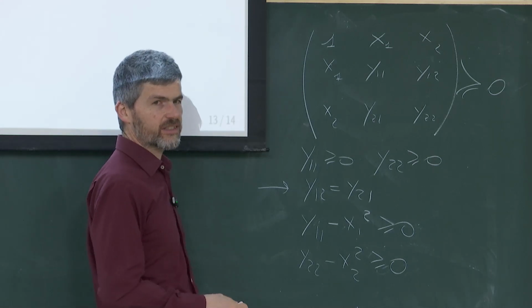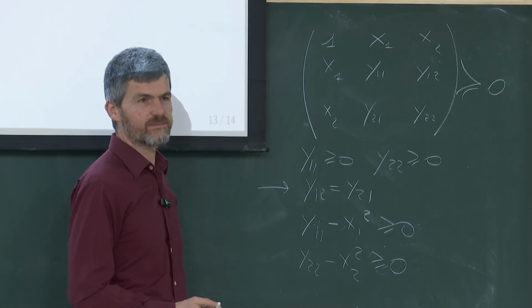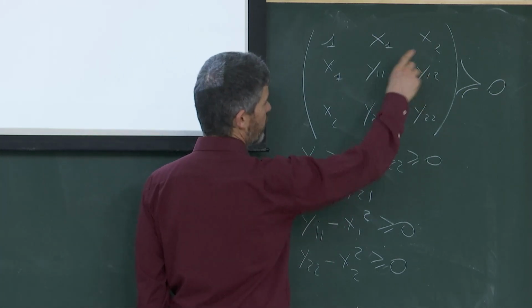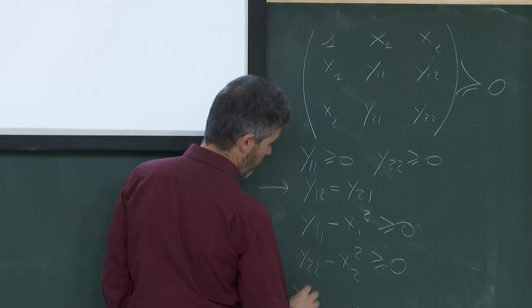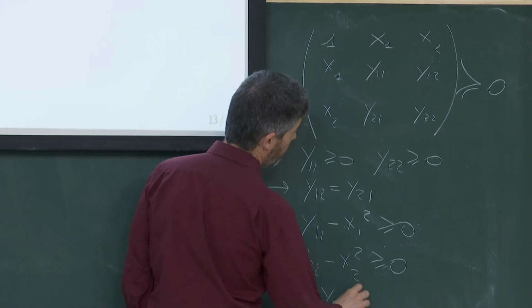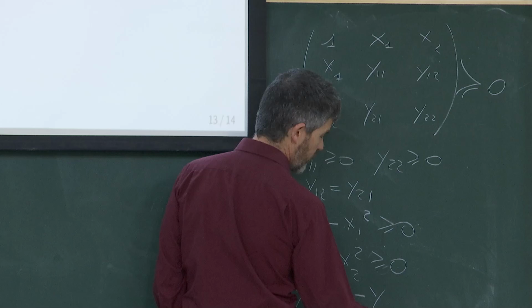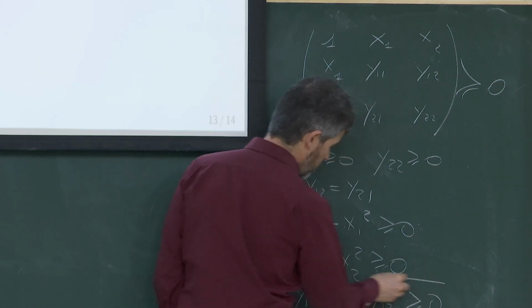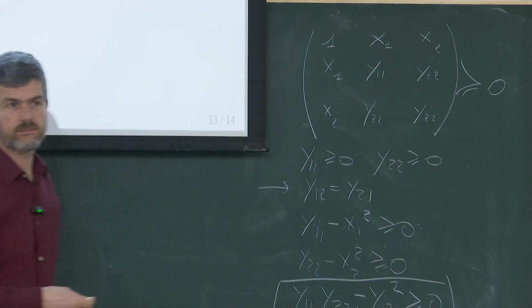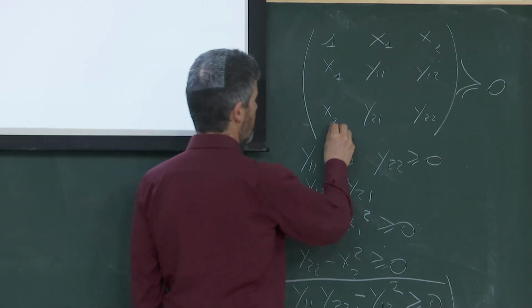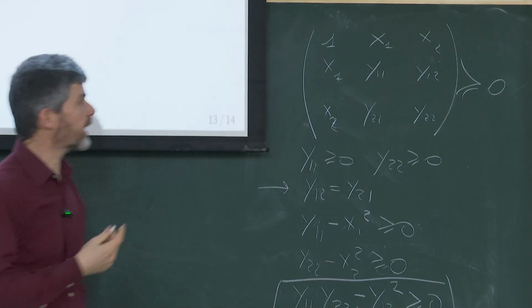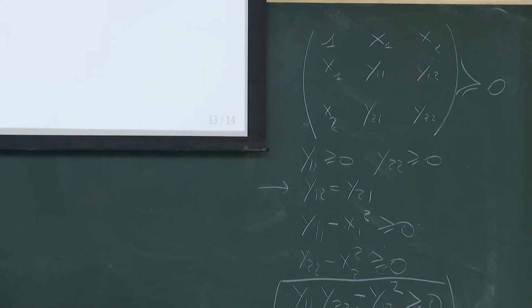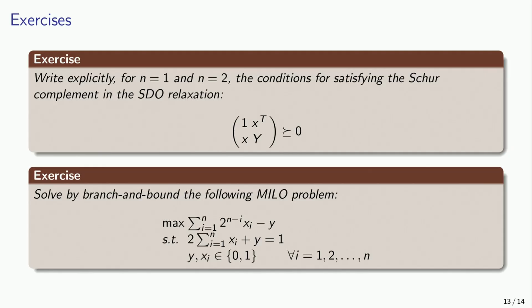So the 3 by 3, how do we write the 3 by 3? That's the trickiest. Let's write the 2 by 2 here. This is interesting. y11, y22 minus y12 times y21, which is y12 squared, is greater than or equal to 0. What constraint is this? It's a second order cone. For the 3 by 3 minor, we will get a third degree inequality.